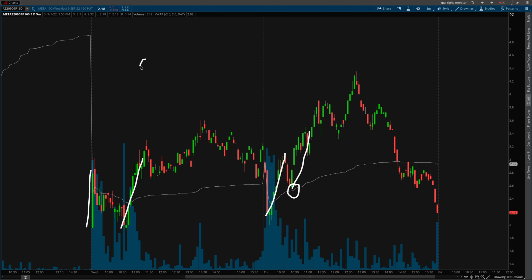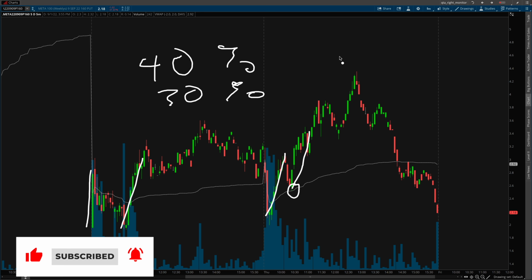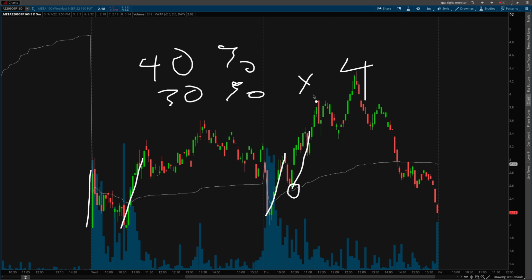All of these trades accounted for close to 40% returns. If you average about 30% return on these trades and you didn't catch the larger move, that's 30% times 4. And this, in my opinion, is pretty simple day trading.